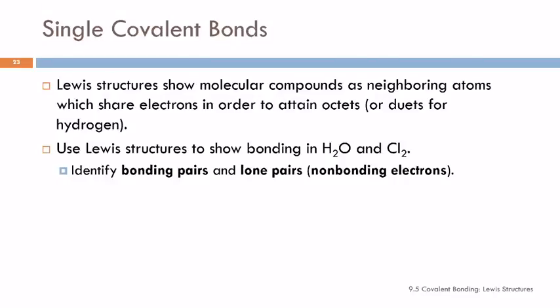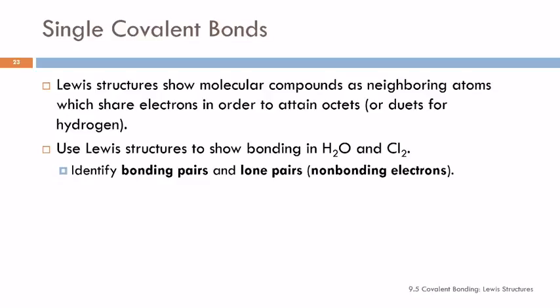That was ionic bonding. Let's look at covalent bonding. The Lewis structures are going to show molecular compounds as neighboring atoms that are sharing electrons to get octets. Or the little guys just want a duet. So let's look at water and chlorine and see how these guys can share electrons to get an octet.